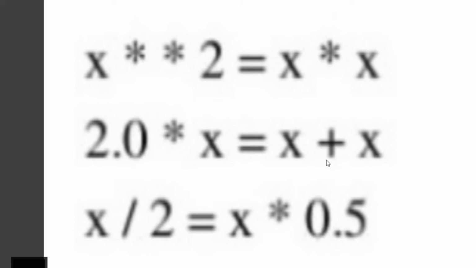Then instead of writing x / 2, so division is somewhat costlier. So instead of writing with the division operator, we can replace it with x * 0.5. Okay, the multiplication operator is somewhat cheaper than the division operation. So we can replace the division operation with a multiplication operation.